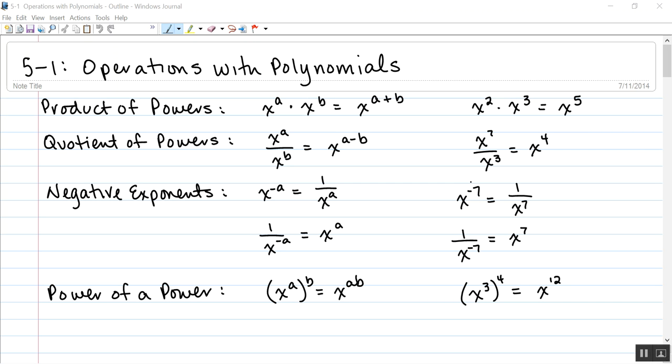So here we have a negative exponent basically on the top. I can move it to the bottom and make it positive. Here I have a negative exponent on the bottom. I can move it to the top and make it positive.